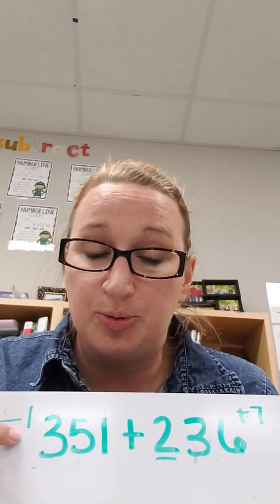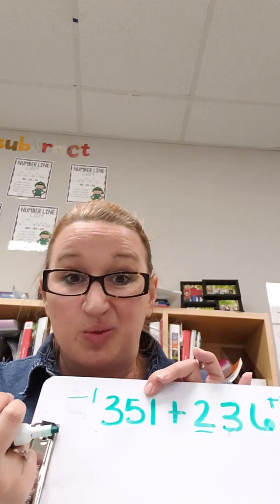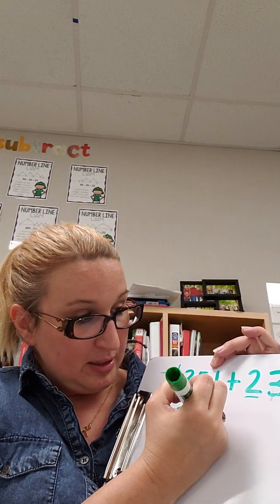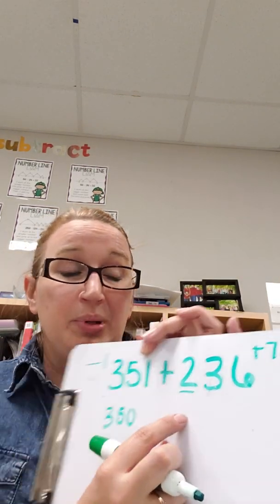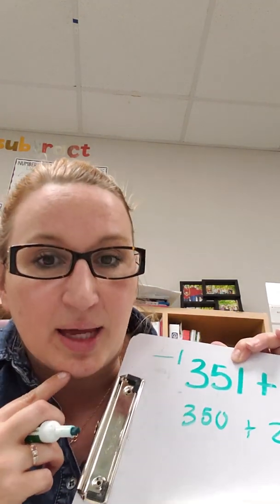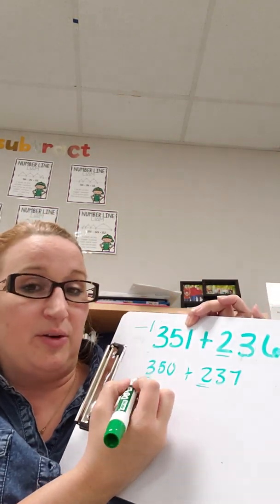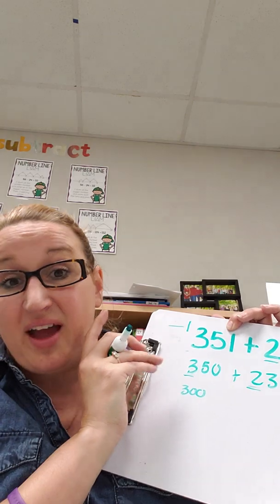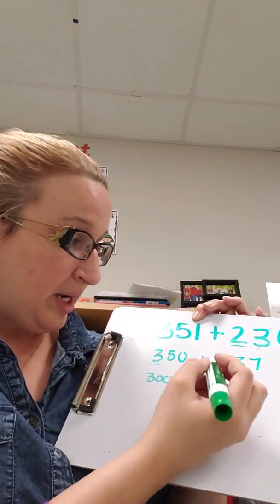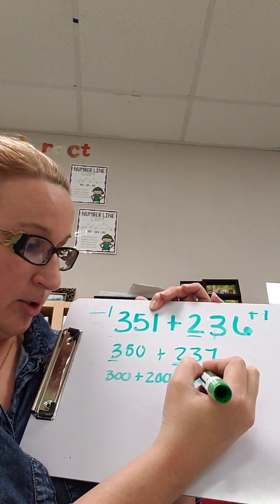Okay, so now I've subtracted 1. I've added 1. I've got to rewrite my equation. 351 minus 1 is going to be 350. 236 plus 1 is going to be 237. All right, so now I get to add it, and I'm going to show you how to add place value. So I know the value of my 3 and my 2 are my hundreds place. So that value of that 3 is 300. We learned that drawing our base 10 blocks, remember? 300 plus my 200 here. And I know that is 500.